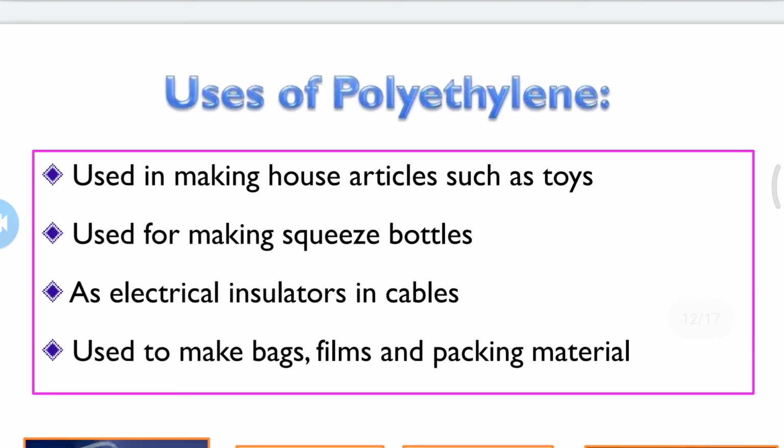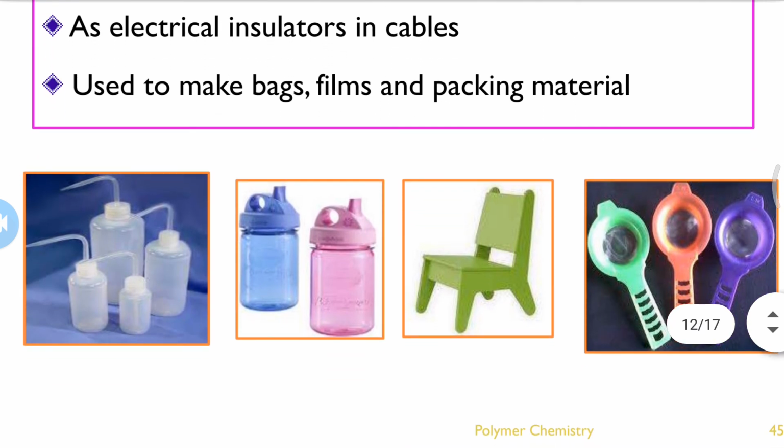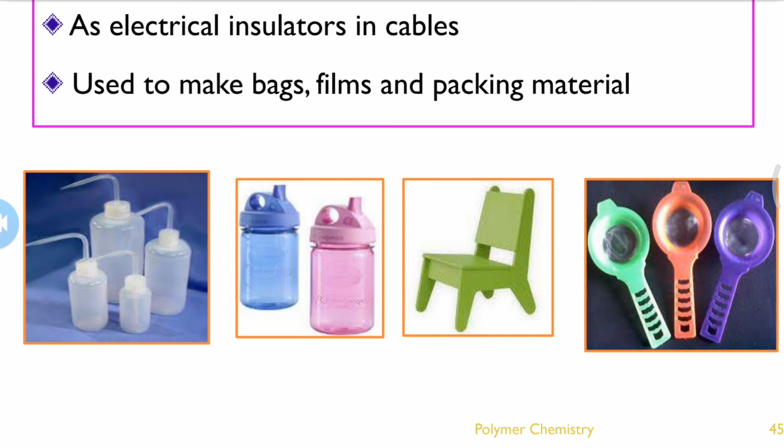Uses of polyethylene: it is used for making house articles such as toys, squeeze bottles or laboratory reagent bottles. Another application is as an electrical insulator in cables. Polyethylene is also used to make bags, films and packing materials. So these are the applications of polyethylene.